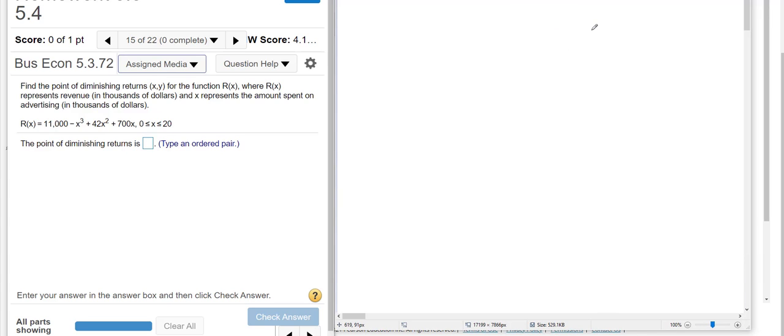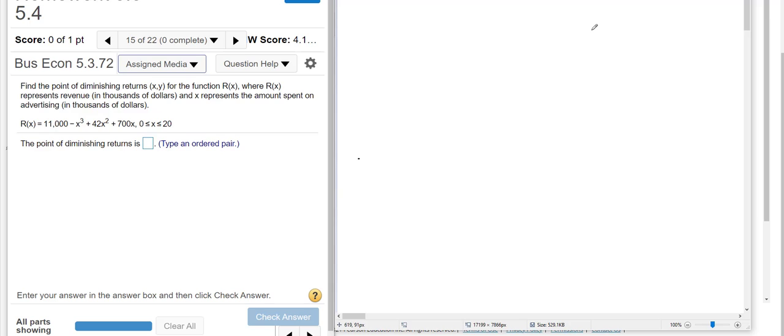Number 15, find the point of diminishing returns, x, y, for the function r of x, where r of x represents revenue in thousands of dollars and x represents the amount spent on advertising in thousands of dollars. So the point of diminishing returns. Returns mean profit, return on your investment.